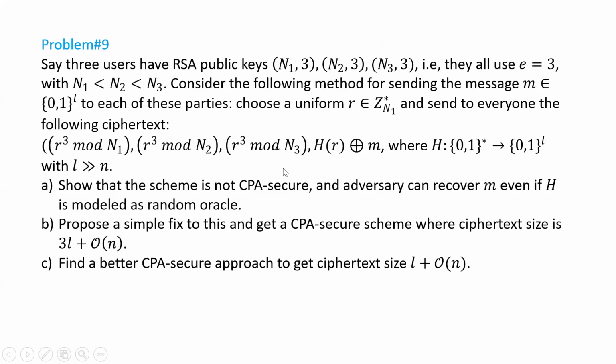Now, with that scenario, once you have the factorization of both n2 and n3, you have the value of phi n2 and phi n3 as well. And then with the knowledge of E, you can compute the value of D in both the cases with respect to either phi n2 or phi n3, and you have access to the decryption oracle, right? So you can compute E inverse for both the cases.